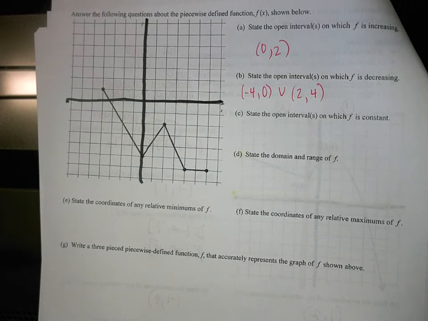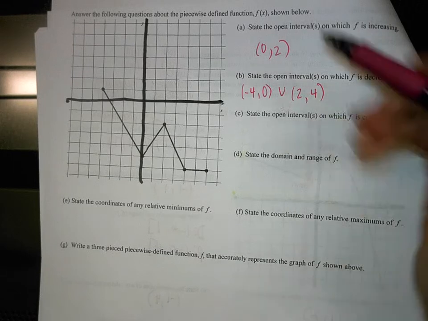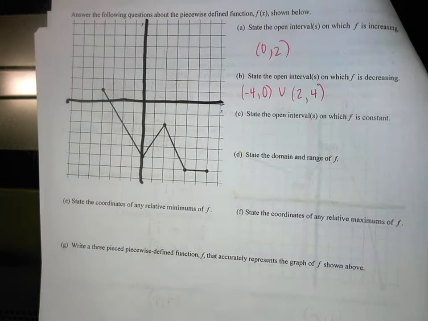All right, where is the function constant? Constant is where you just have that straight line. It's not increasing, it's not decreasing. And so that interval where it's constant is from where? 4 to 6.